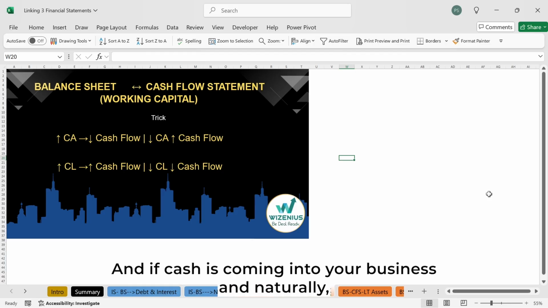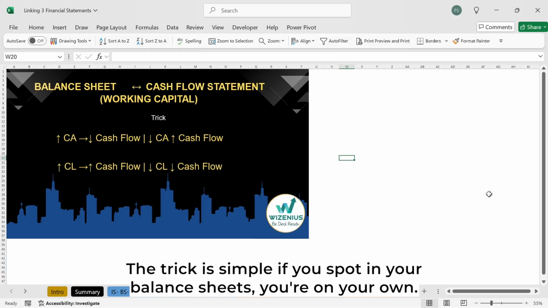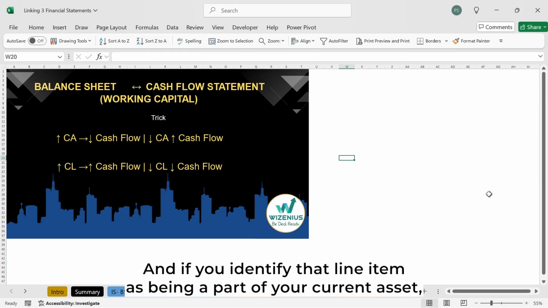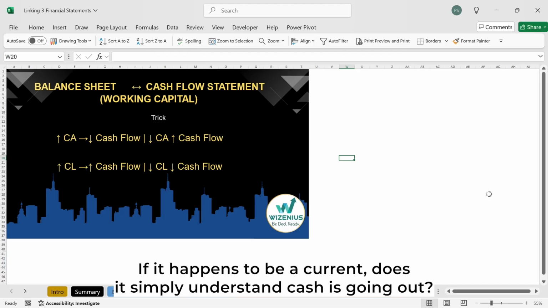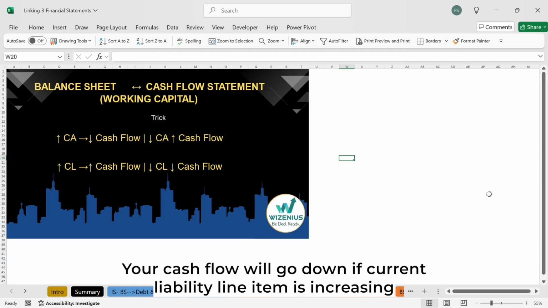And if cash is coming into your business, then naturally the net cash flow of your business will increase. So the trick is simple. If you compare year on year numbers in your balance sheets, and you identify that line item as being a part of your current asset, the trick is simple. If the line item is increasing, if it happens to be a current asset, simply understand cash is going out, the net impact on your cash flow will be negative, your cash flow will go down.